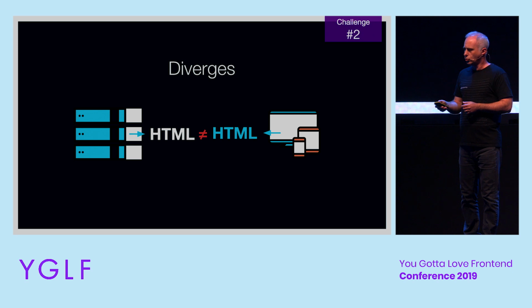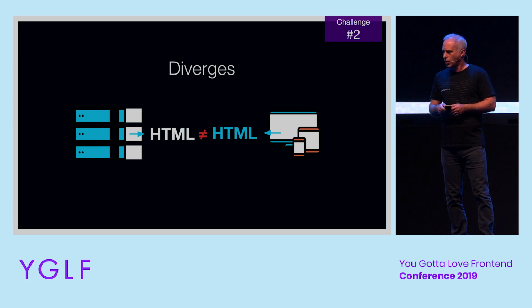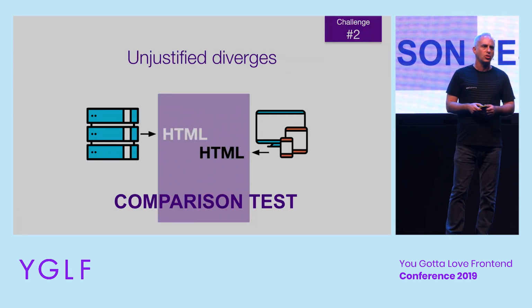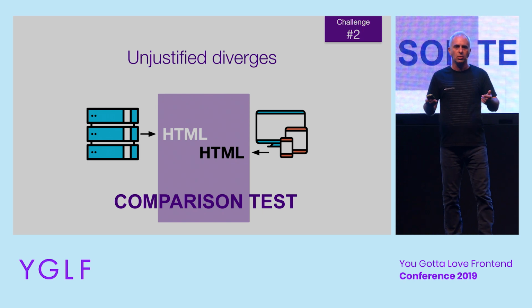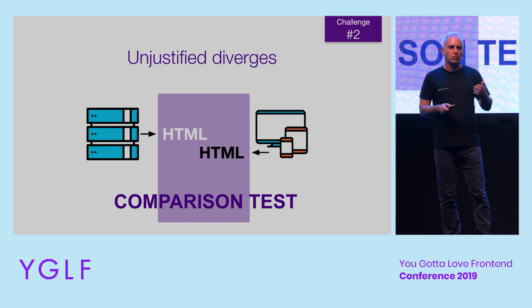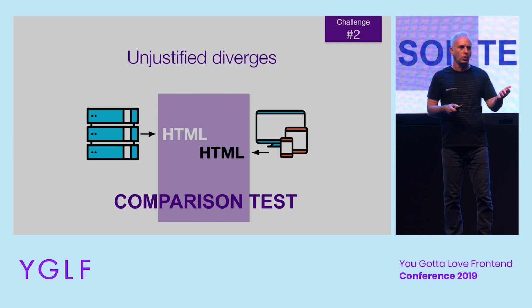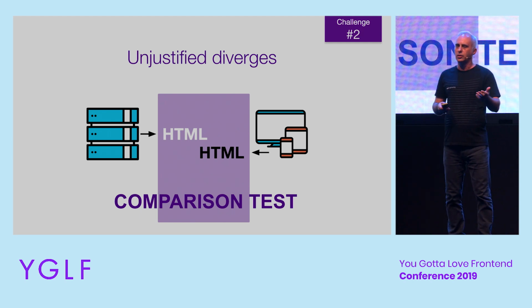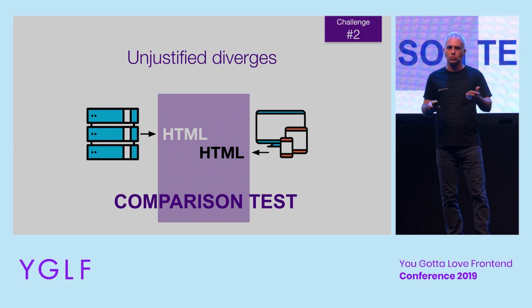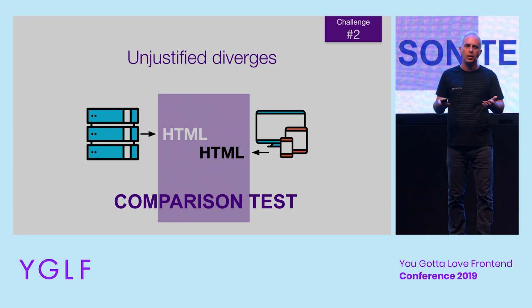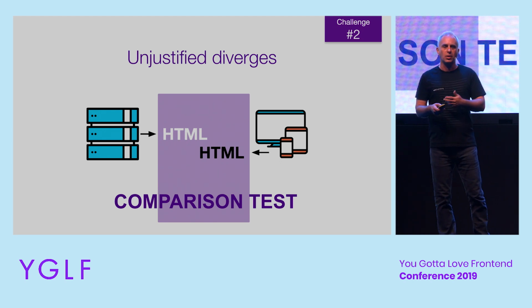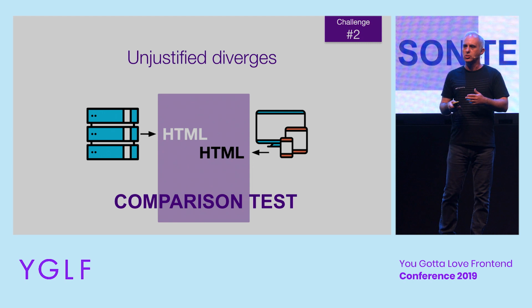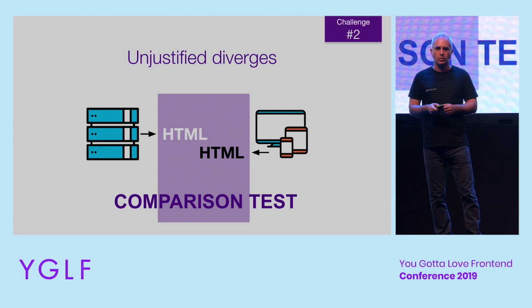Now, there are actually two reasons why this might happen. One is, let's call it unjustified diverges. You can think about them as bugs. For some reason, the code running on the server is generating slightly different HTML than the code running on the client. Maybe it's a timing thing, maybe it's the version of some library you're using, maybe it's just the fact that it's a node environment rather than the particular browser that is being used.